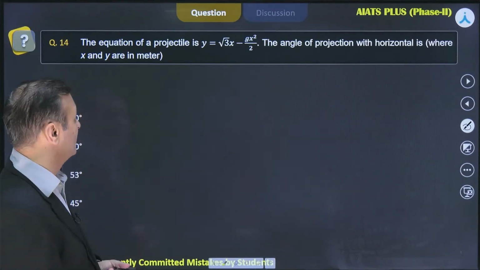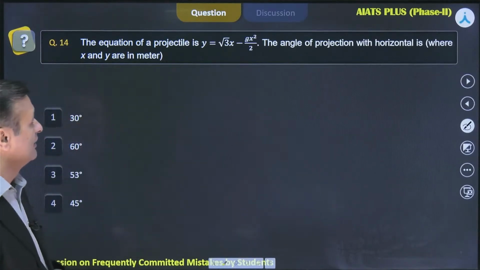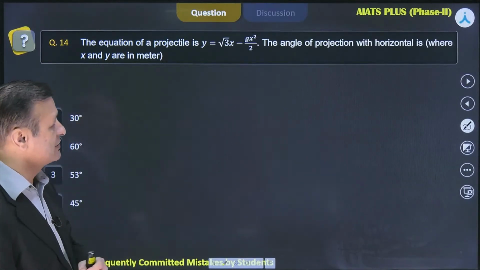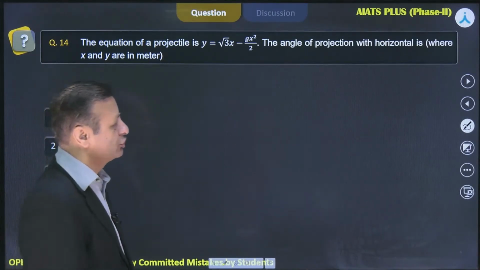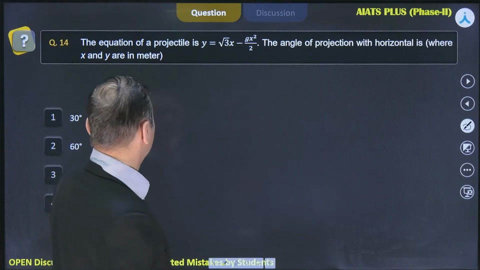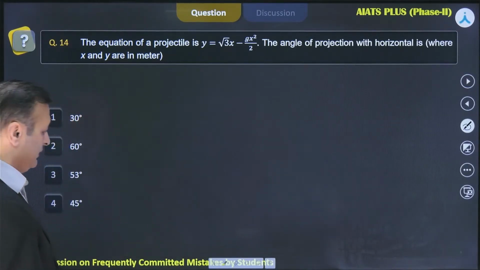So let's understand. The equation of a projectile is given to us as root 3x minus gx square by 2. The angle of projection with the horizontal is, where x and y both are in meters.